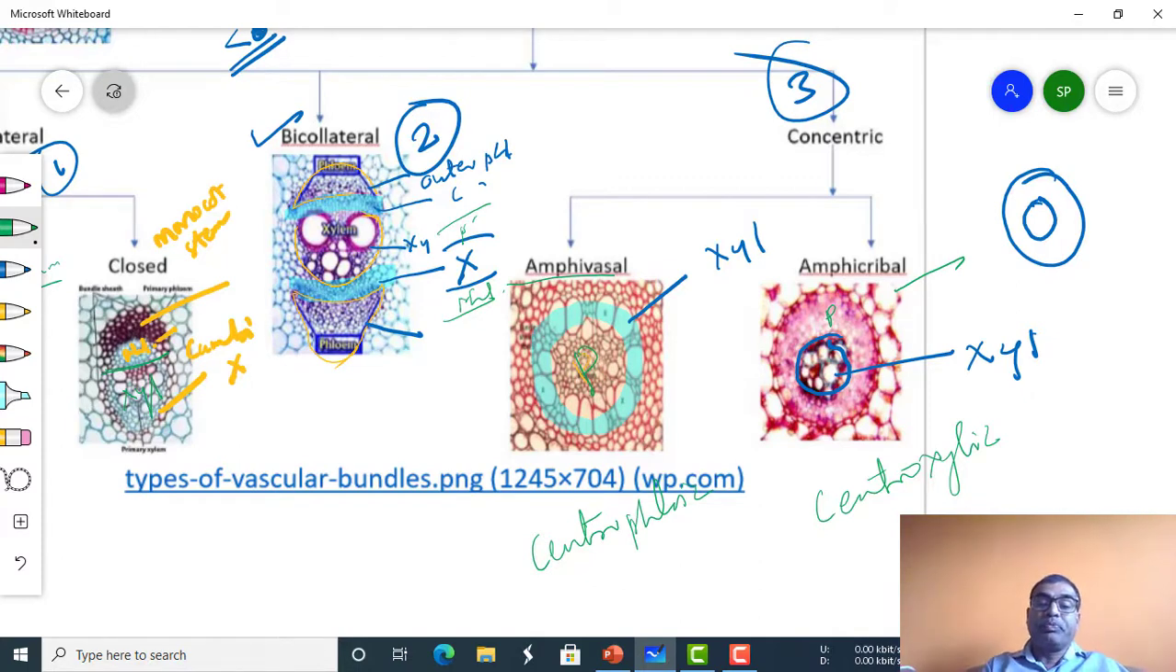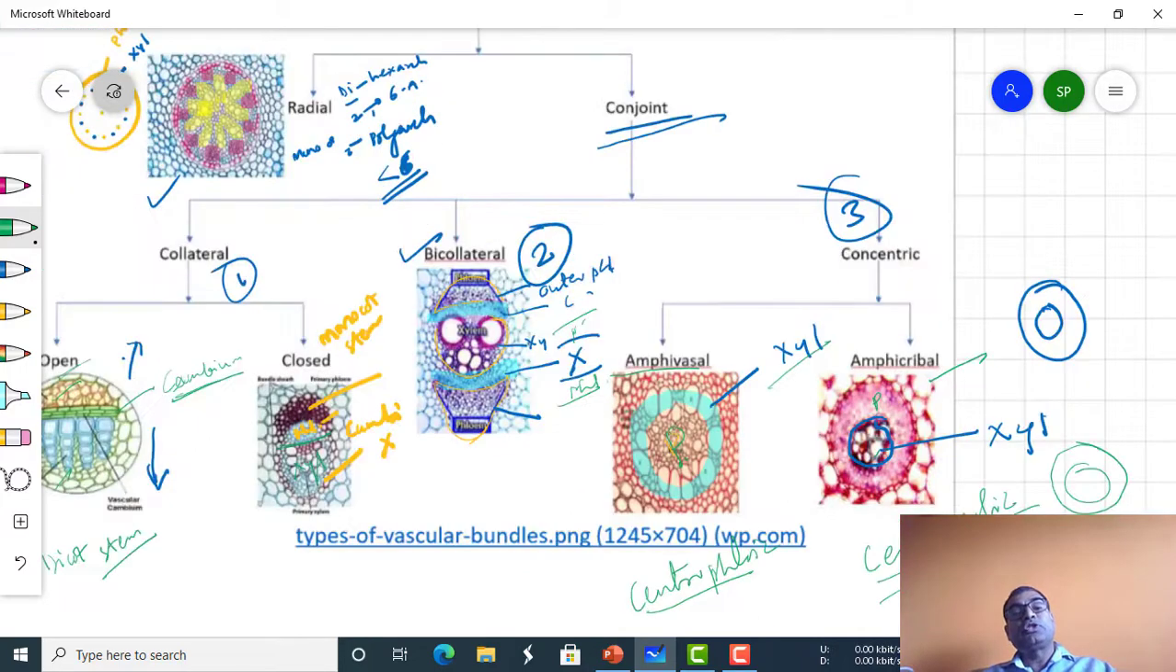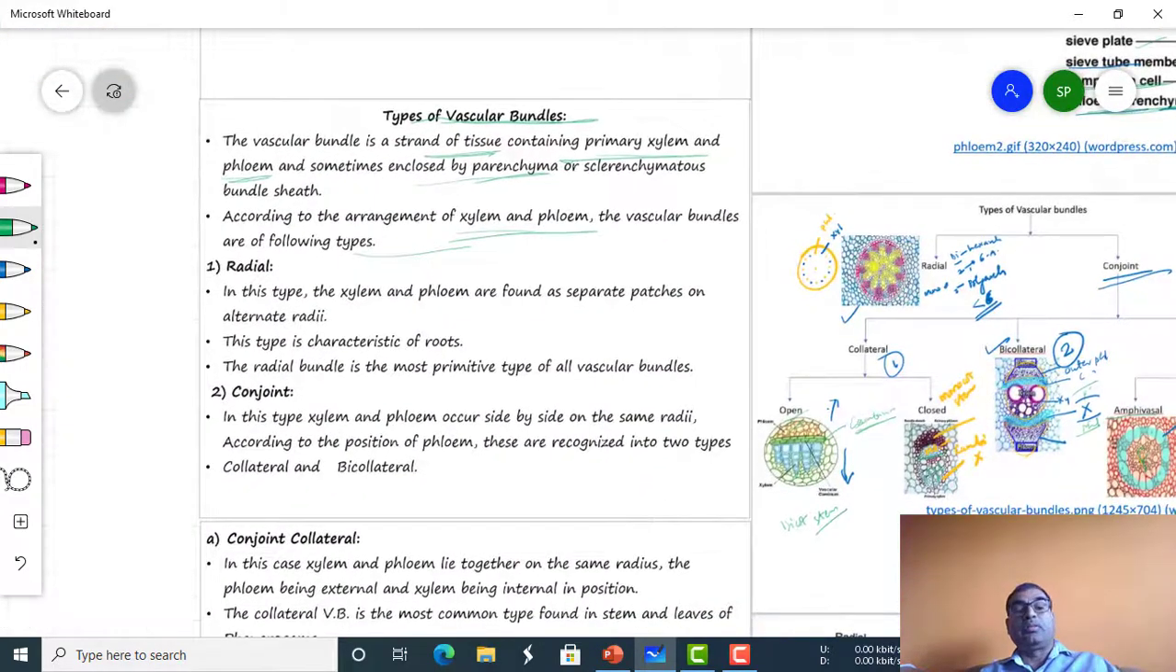Okay, so in case of centroploic, the phloem is present in the center and is overlapped by the xylem, while in centroxylic, xylem is present in the center and is covered by the phloem. Okay, so this is about the types of the vascular bundle.